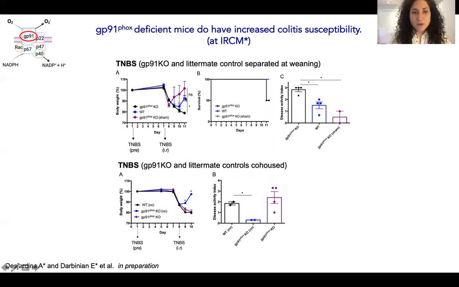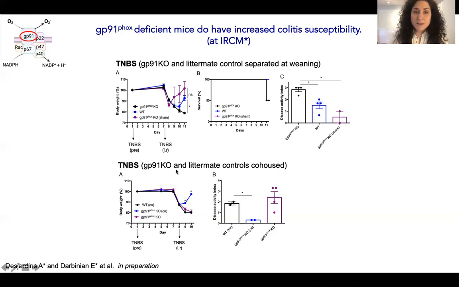So wild type recover, and GP91 mice who are injected with a sham injection recover as well, of course, because they don't receive TNBS. But the GP91 knockout mice truly lose and continue to lose weight. Similarly, those mice have increased mortality and worse disease activity indices, which are a measure of weight loss, stool consistency, and rectal bleeding. In this second experiment, we did not separate our GP91 knockout mice from the littermate controls at weaning.